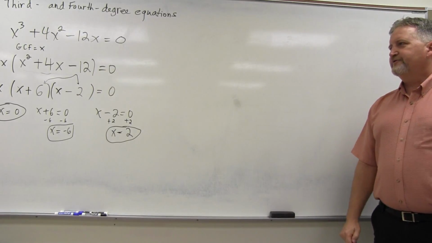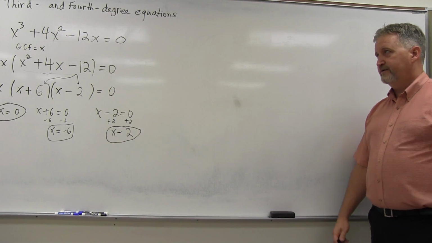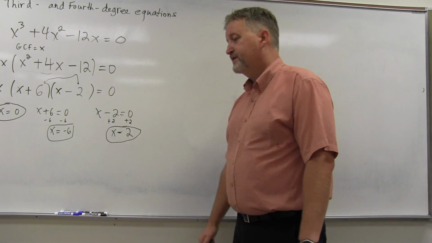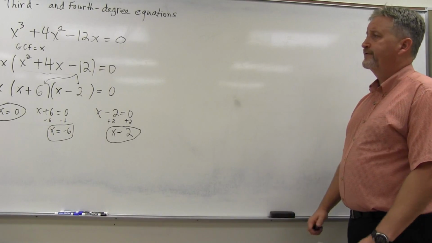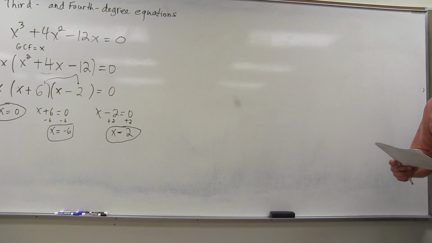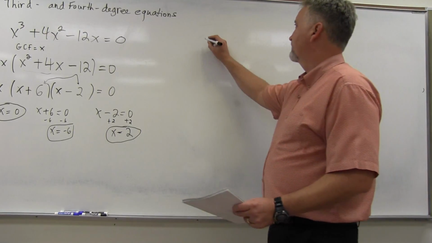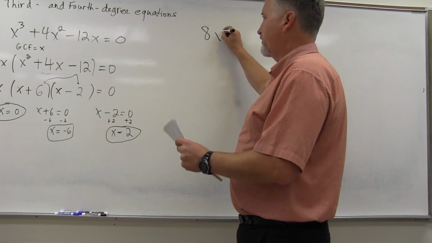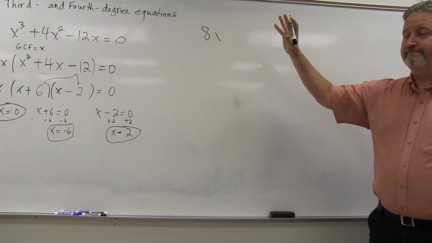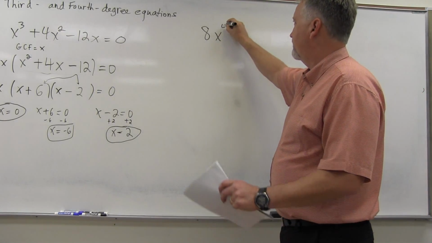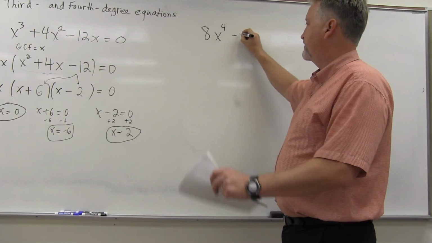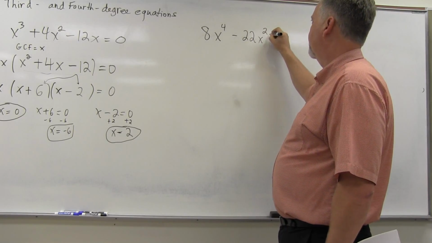Okay. Yeah, those tend to match up, the degree of the equation and the number of solutions, on one variable equations anyway. All right, well, is that okay? Any questions on that one? We good? 8x to the fourth minus 22x squared equals 0.